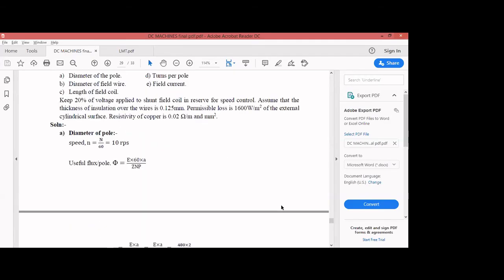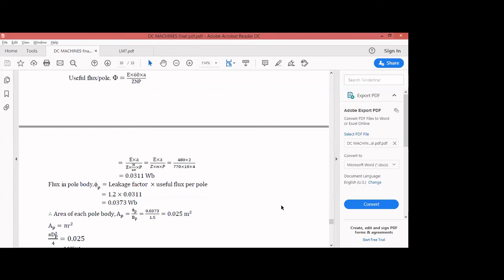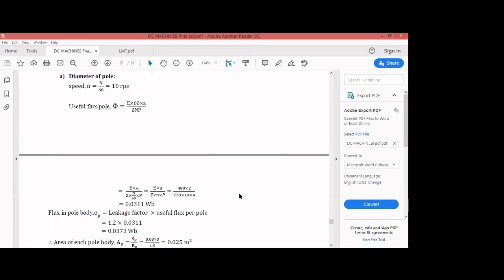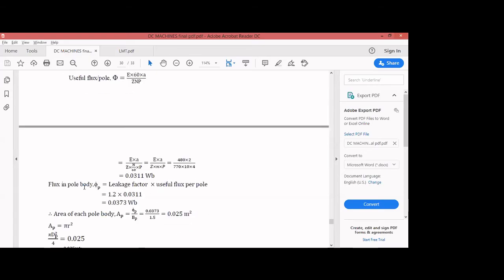Okay, let us calculate. If you have seen the first class of the field design, I gave a certain formula there, the leakage factor. Definitely there will be a leakage factor even in the field coil. Leakage factor is the flux in the pole body divided by the useful flux per pole. That is the formula we are going to use. So the flux in the pole body ΦP is the leakage factor into the useful flux per pole.